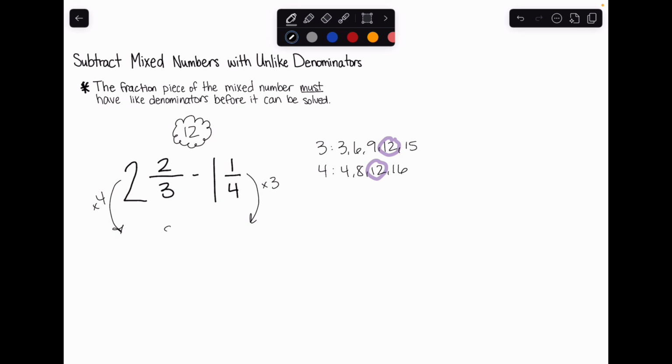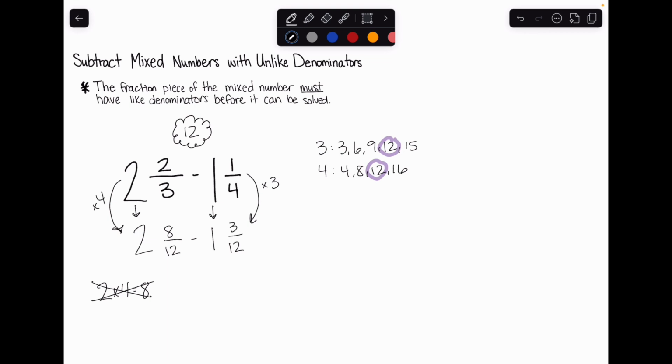2 times 4 is 8, and 3 times 4 is 12. 1 times 3 is 3, and 4 times 3 is 12. Now with these mixed numbers, these whole numbers are just going to be copied down. We're not going to multiply 2 times 4 to equal 8. We'd be changing that fraction and making it way bigger than it is. We just want to find equivalent fractions for these fraction pieces. So our whole number is going to stay the same. I tell my students to just leave it alone, copy it down, and keep subtracting.